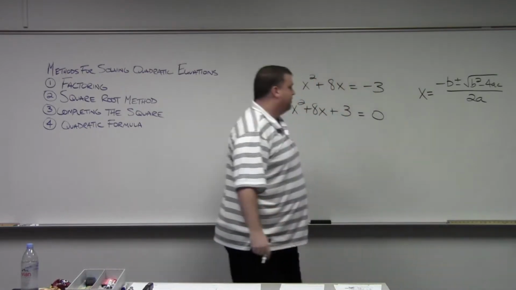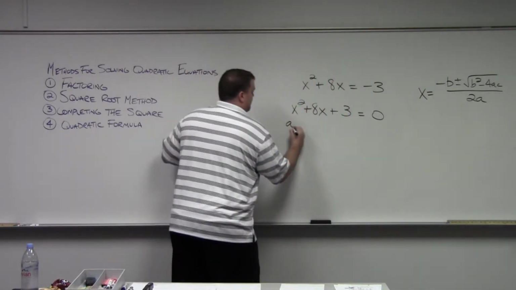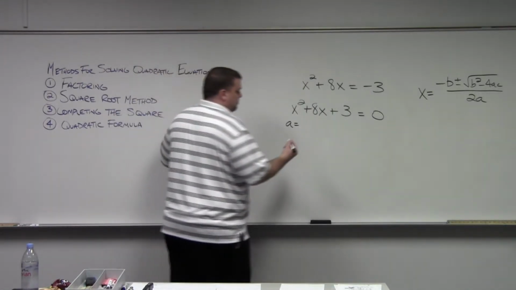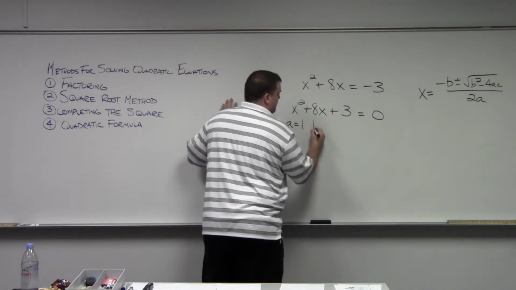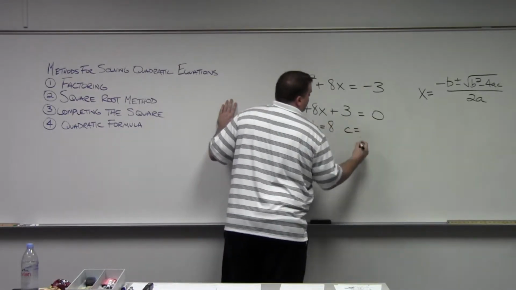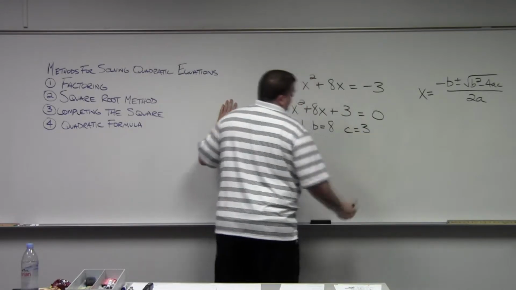I didn't even have to make anybody sing. That's good. So what would a be? A is the number in front of our squared term. 1. B would be 8, the number in front of x. And c would be 3, correct.